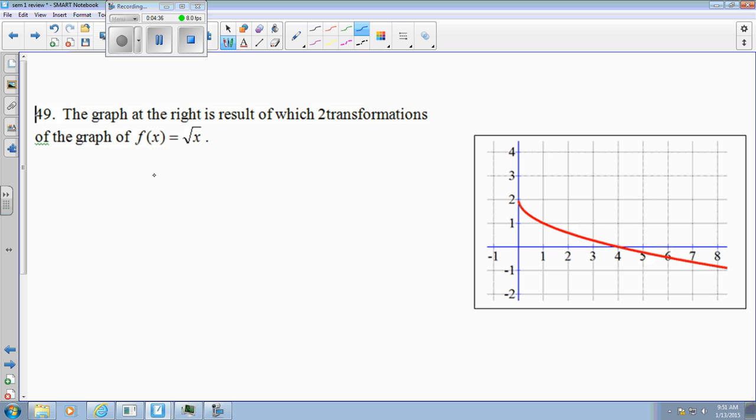For 49, the two transformations, one is the flip because of the negative. So this is a flip. And we moved it up, moved up 2.